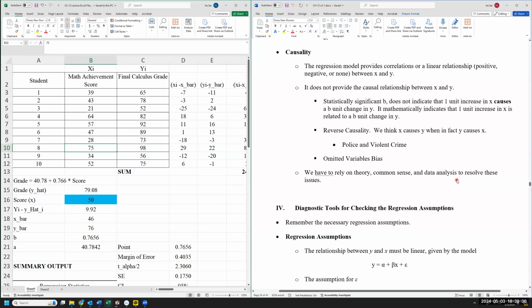We could run into a problem called reverse causality. Specifically, we think x causes y, but in fact, y causes x. A classic example that I always like to bring up is police and violent crimes. So let's go through this example. I think I've done it already, but let's do this.